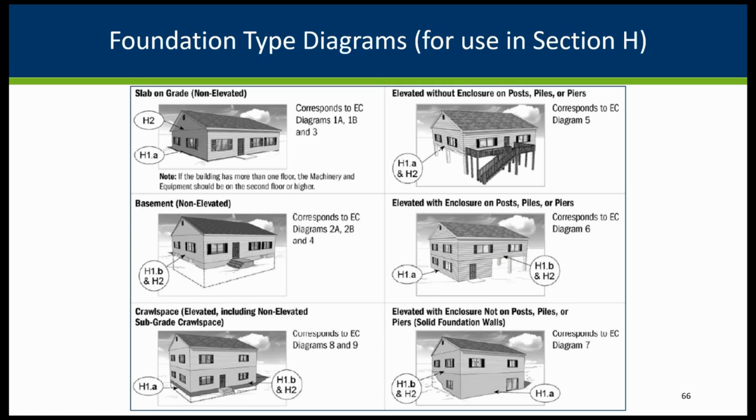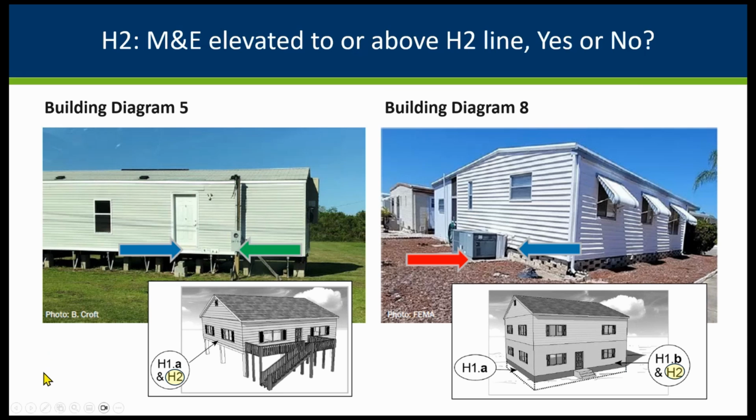So I already talked about those foundation type diagrams. They are in the elevation certificate instructions, and they are based on the corresponding building diagram. In this example, it's building diagram 5. It's a building elevated on posts or pilings. Per the foundation diagram, it shows where that H2 is going to be. H2 is where your machinery and equipment needs to be elevated. And this appears to be properly elevated. It's that first floor. These elevated mobile homes are what we're more likely to see in Minnesota versus this coastal look.